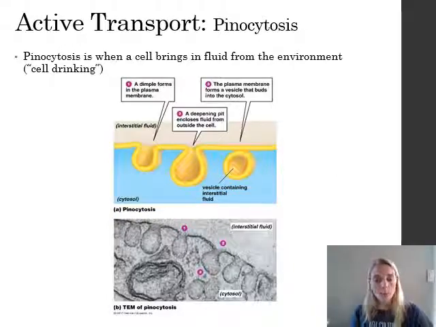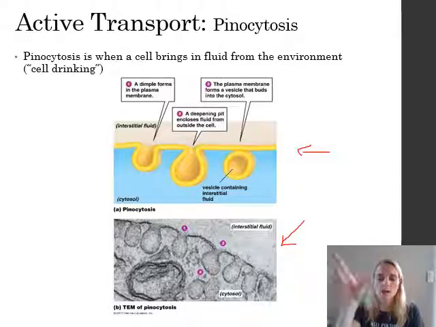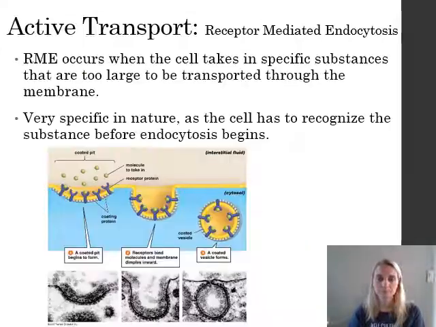Pinocytosis basically means cell drinking. This is where the plasma membrane on the surface folds in, makes these little dents, and continues to fold around the interstitial fluid, bringing in a vesicle's worth of the environmental fluid. You can see that in the drawing here, and in the electron micrograph, the little folds pinching off, and then the vesicle that's been brought into the cell. So pinocytosis is bringing fluid from the outside of the cell to the inside.